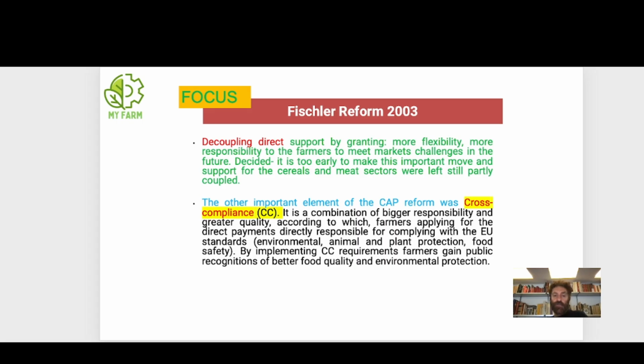The Fischler reform further reduced the guaranteed intervention prices for some commodities, such as milk, butter, and rice, in a way to align the supported prices in the EU with world market prices, to improve the competitiveness of European farmers. It also introduced a financial discipline, in a way that strict budgetary ceilings were introduced to limit farmer support expenditure.